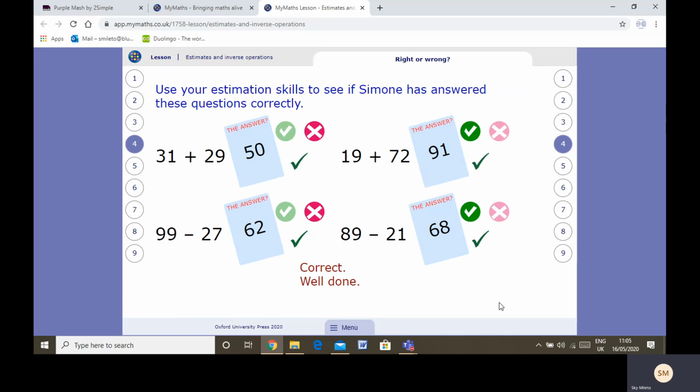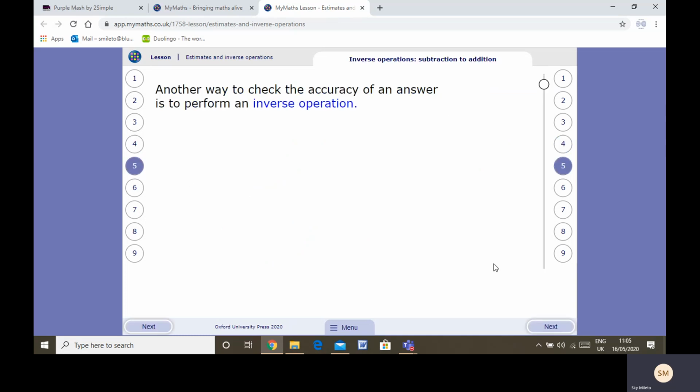Okay. If you're really struggling to understand this rounding, don't worry about it. Give it a go, but it is just to help you with your maths. It's not something that you will be asked to do. If you needed to work out the answers without rounding, that's fine. But it's a skill that we're trying to teach you to help you with those tricky maths problems. So another way to check your answer, check if it's right, is to perform the inverse operation.